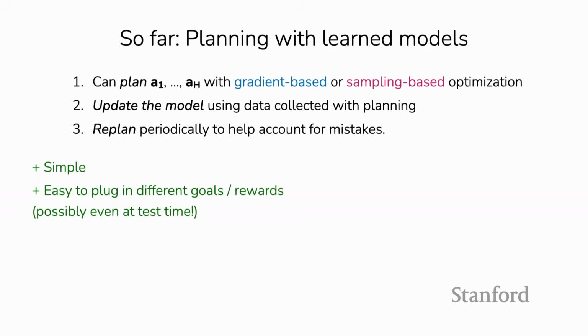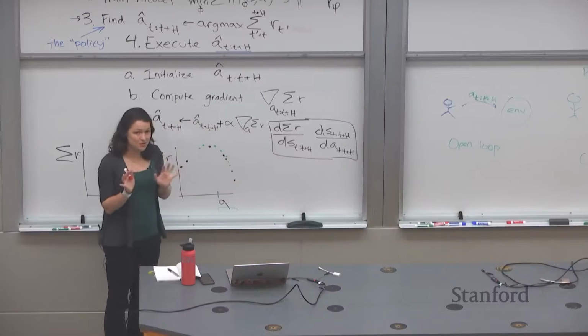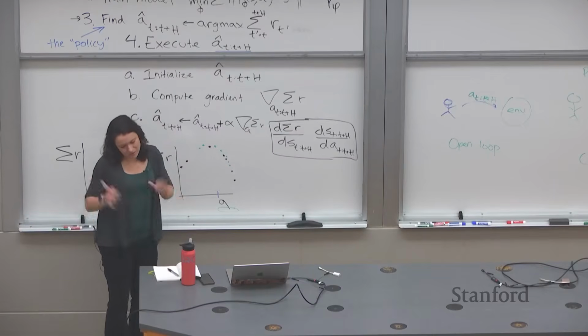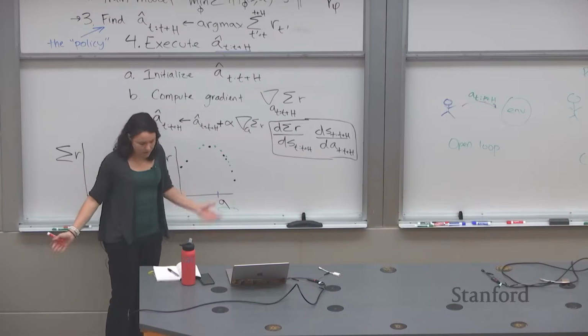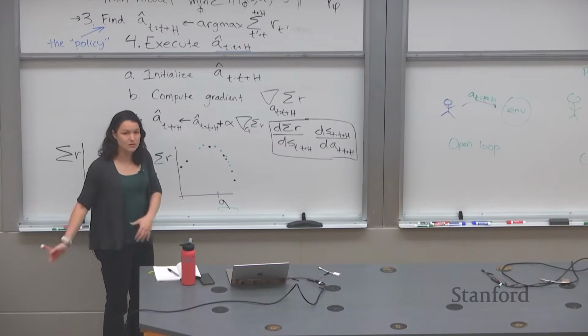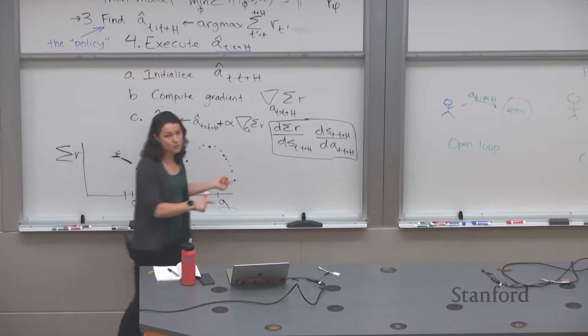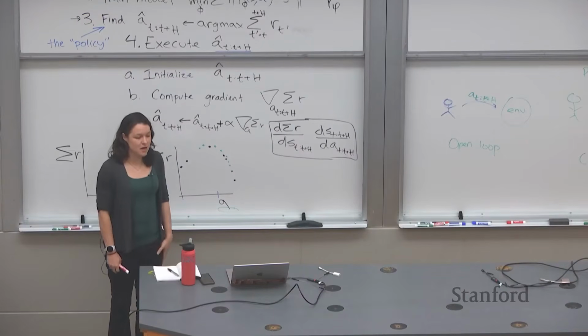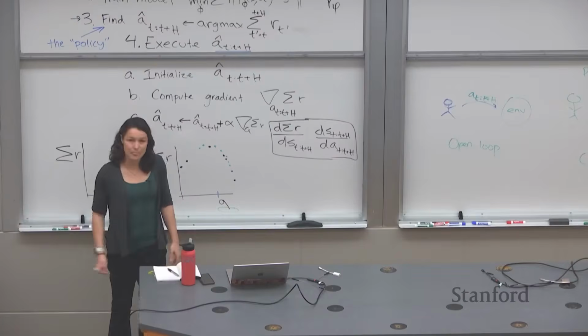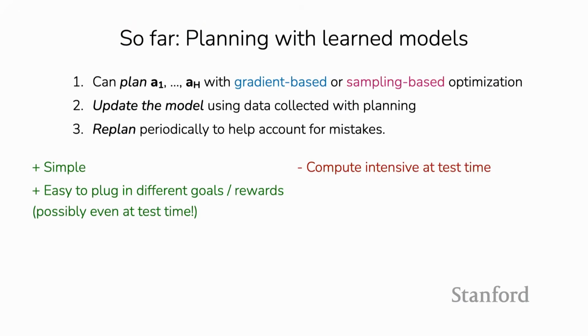One of the things that's really cool about this is that if you have a model that's quite good, you can plug in different rewards or different goals at test time. If you have a robot that's trying to walk, then with that same exact model, you can use this process at test time and say, I want you to run forwards, I want you to walk backwards, I want you to crouch. This kind of model is quite task agnostic. The downside is that it's compute intensive at test time, and so you need to account for this.